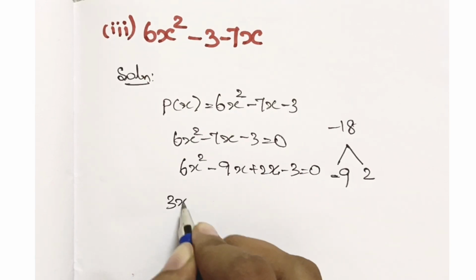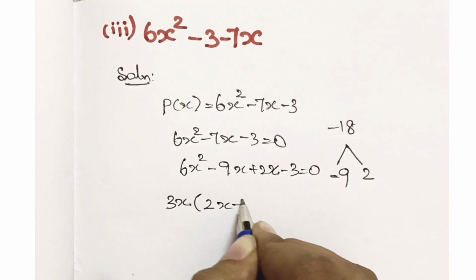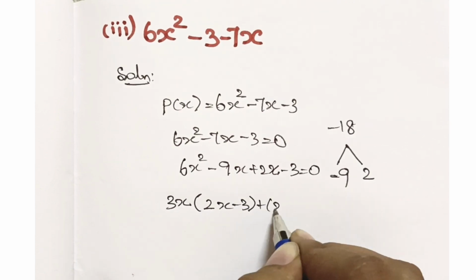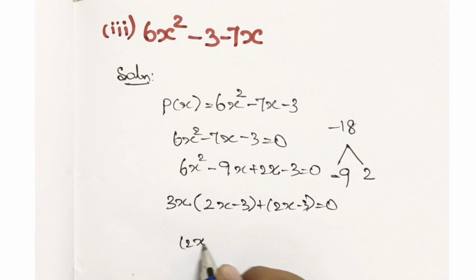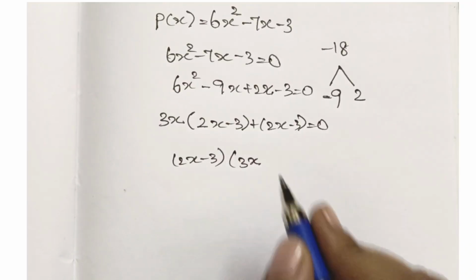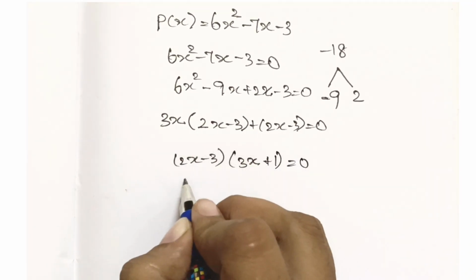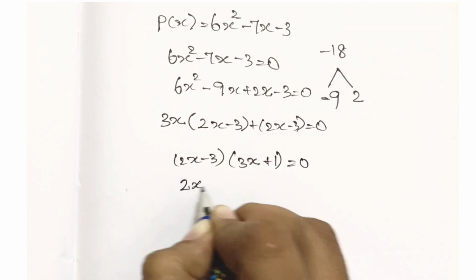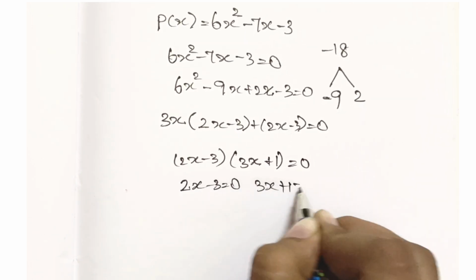Then take 3x common in the first two terms. You get 3x plus 1 (2x minus 3) plus 1 (2x minus 3) equal to 0. So 2x minus 3 is common and the remaining term is 3x plus 1 equal to 0. 2x minus 3 equal to 0, 3x plus 1 equal to 0.